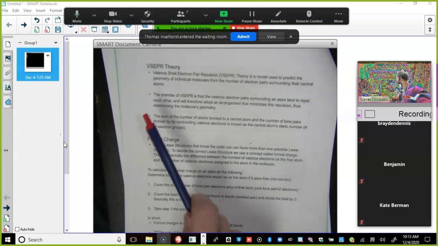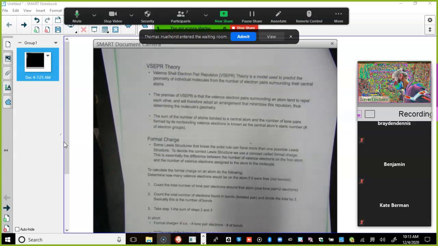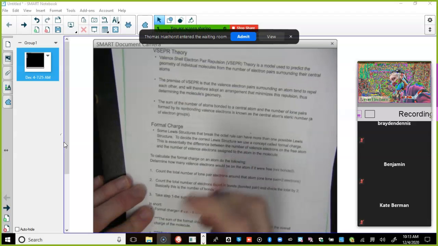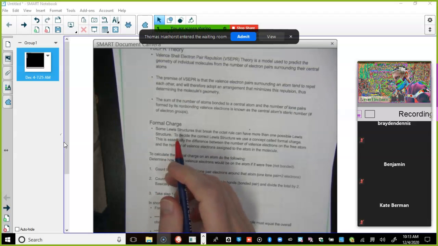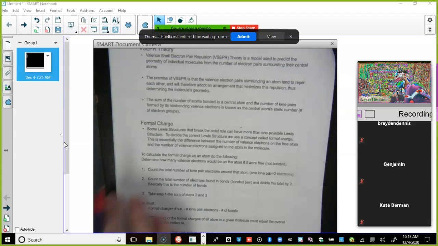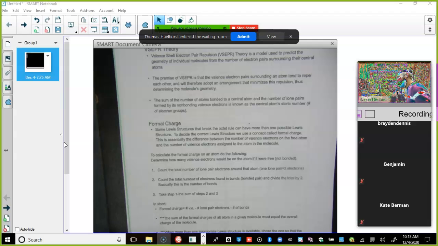Here's some words. I talked about it already. So this is just talking about the electron groups. So let's move on to formal charge, because that's about all we'll have time for. So, the question is, can you make multiple Lewis dot structures? The answer is yes. So then the next question is, well, which is the real Lewis dot structure?